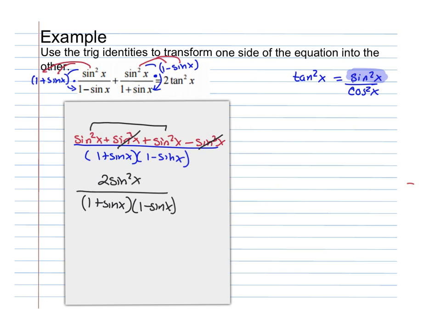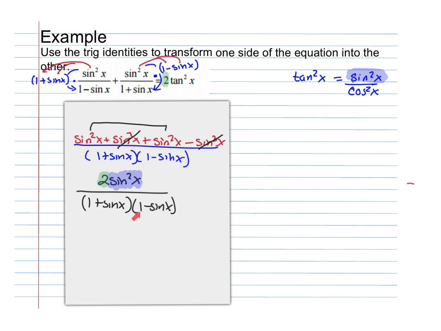And I want you to notice that I have 2 already there. And there's some way that I have to make it into a tangent. Well, I know that tangent squared of x is the same thing as sine squared of x over cosine squared of x. So if you notice, I already have the sine squared of x that I need. I just need to figure out how to make the denominator part into a cosine squared of x.